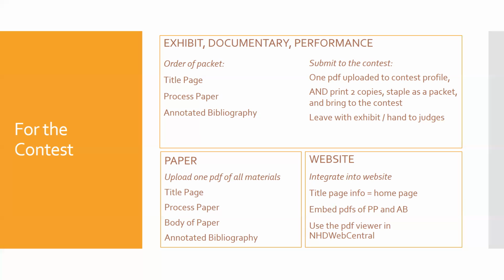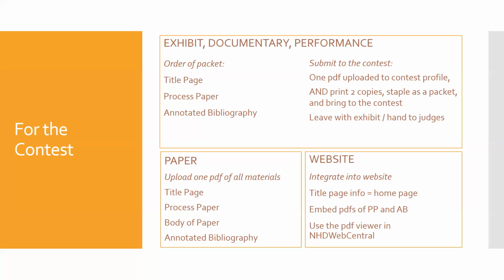If they are writing a paper, they will submit 1 PDF that includes the whole entire project. So the order of that is going to be the title page, then the process paper, then the body of their paper, including any appendices if they do appendices, and then the annotated bibliography at the end. They need to make 1 PDF that includes all of that. And then they upload that into their contest profile. And then the judges download the PDF and read it from there.